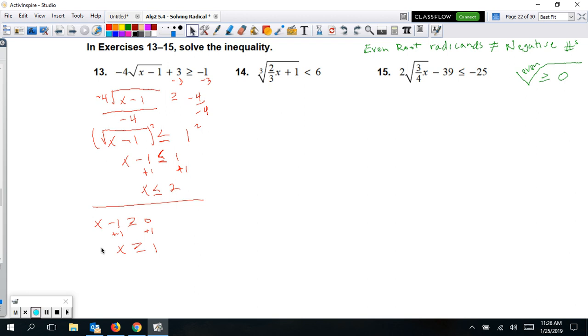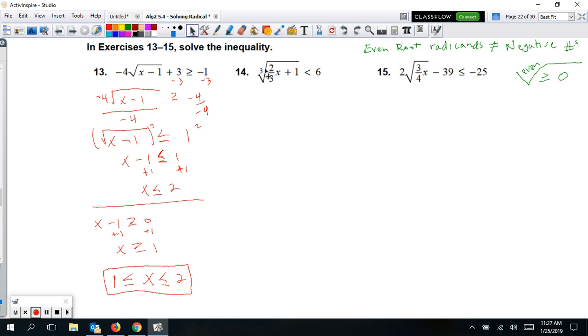So I have a compound inequality for all the even root functions. I've got to put these together. So x is both less than or equal to 2 and greater than or equal to 1. And I'm going to put it together in one compound inequality: x in the middle, put the smaller number on the left, the bigger number on the right. So x is in between 1 and 2. The range of solutions for x on this one is between 1 and 2.